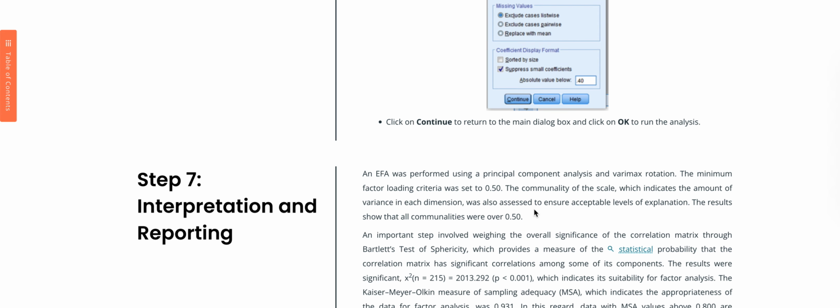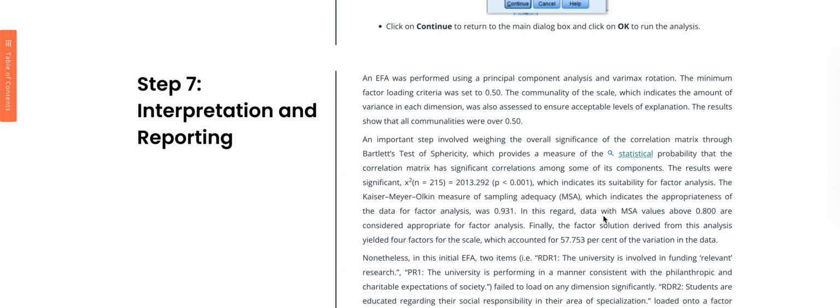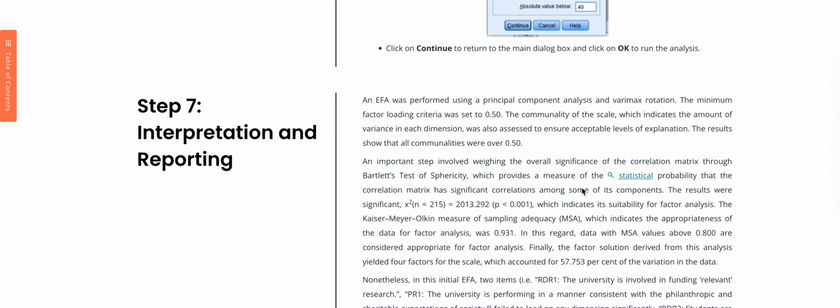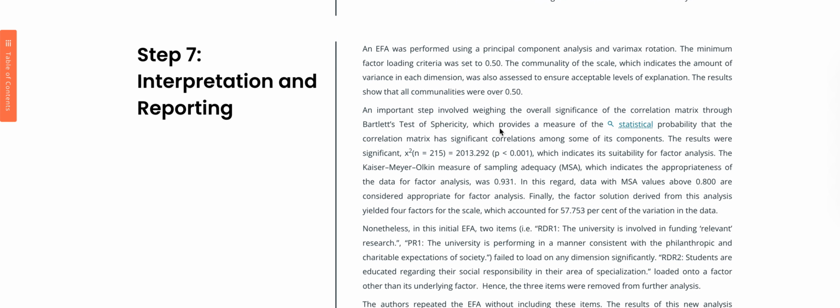An EFA was performed using the principal component analysis. Here is the explanation of all the data gathered by using SPSS. An EFA was performed using the principal component analysis and varimax rotation. The minimum factor loading criterion was set at 0.50. The communalities, which indicate the amount of variance in each dimension, were also assessed to ensure an acceptable level of explanation. The result shows all communalities are over 0.50.